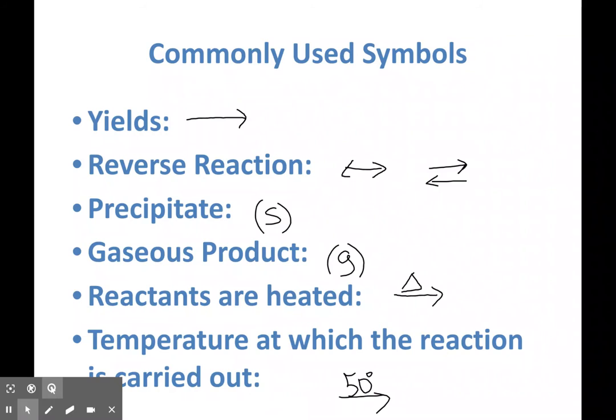The (s) in parentheses, in the last slide we looked at that meaning a solid, and a precipitate is a solid that's produced. So it basically means that we have a solid. Gaseous is (g). Then if we have the yields arrow with a triangle over it, that means we have to heat the substances up to get them to react. If we have to heat them to a specific temperature, they will put that temperature over the arrow. Instead of the triangle, we have 50 degrees here, so maybe we have to heat it to 50 degrees to get it to react.